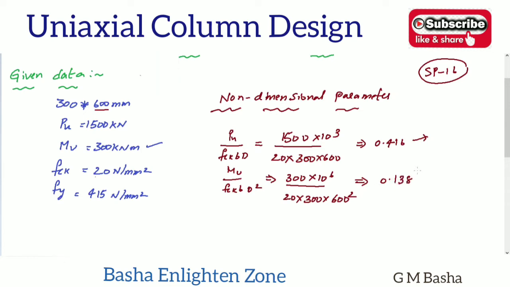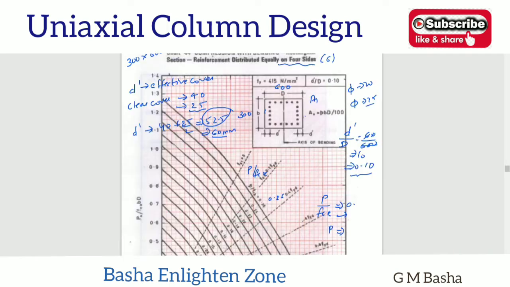So your Pu by fck bd value is equal to 0.416, your Mu by fck bd square is equal to 0.138, and your d dash by d ratio, already explained, is equal to 0.10 only. So what do I choose in this chart? Here I am showing that very clearly.